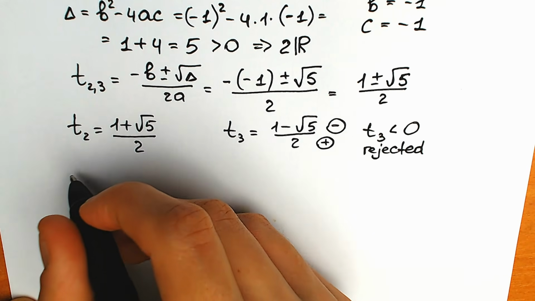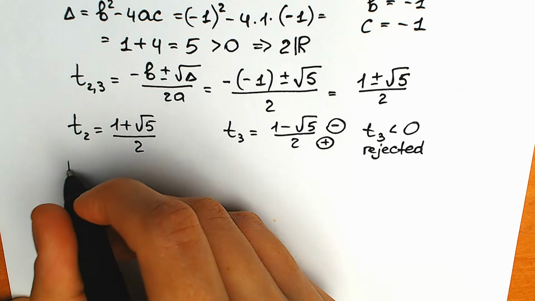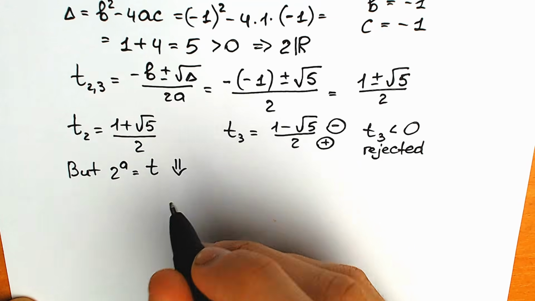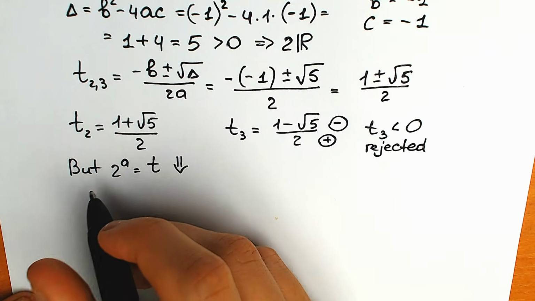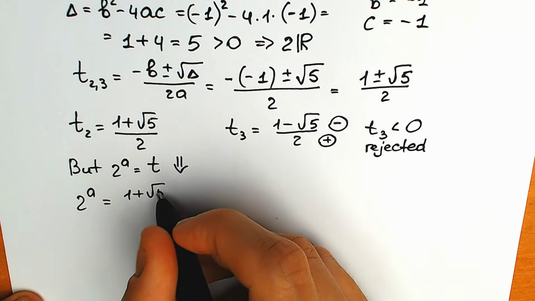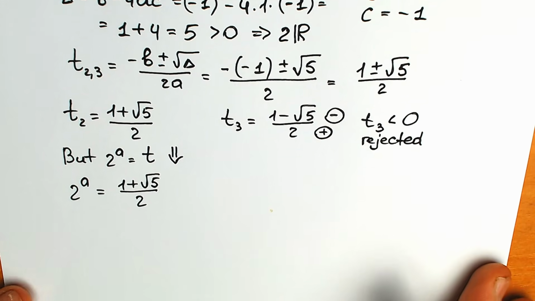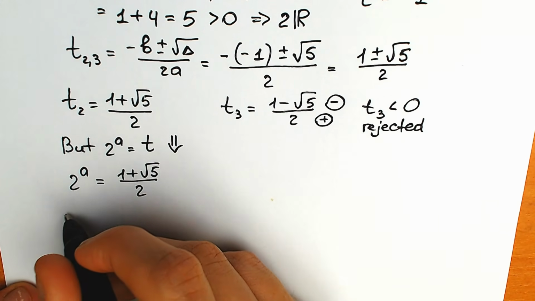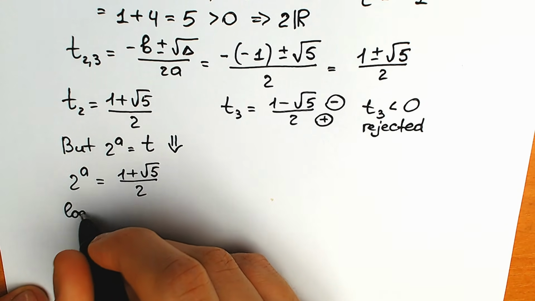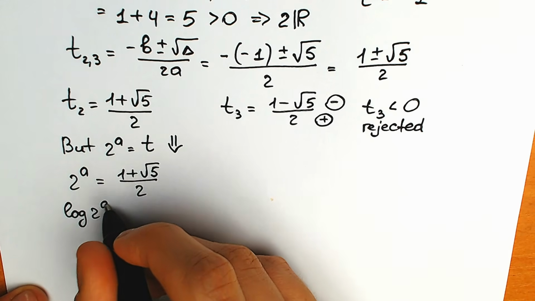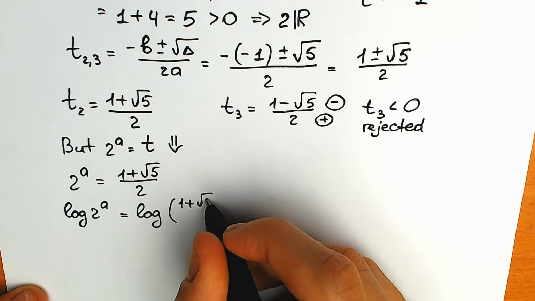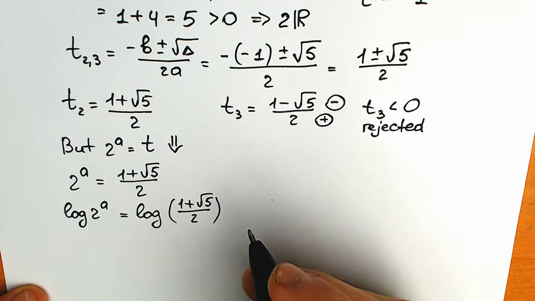We had a substitution, 2 to the a equal to t. So our next step is to solve the equation 2 to the a equal to t, equal to (1 plus square root of 5) over 2. First of all, maybe we're applying log, maybe this is the best thing, because we need to solve it for a, and the best way to do it is to apply log to both sides. Log 2 to the a equal to log of (1 plus square root of 5) over 2. Okay, so we have something like that.